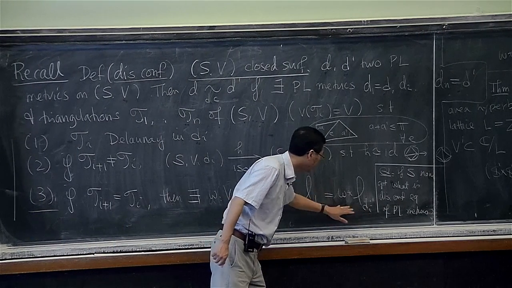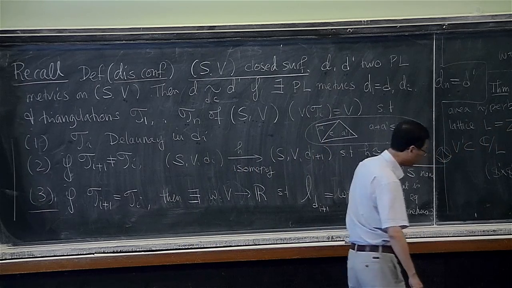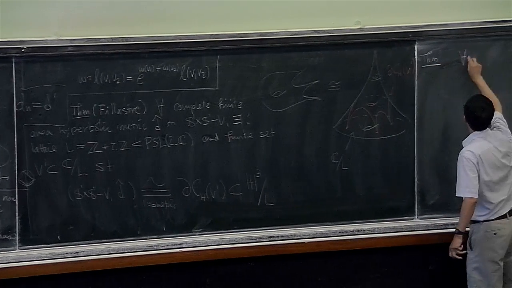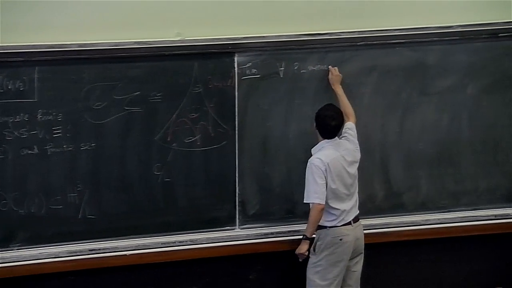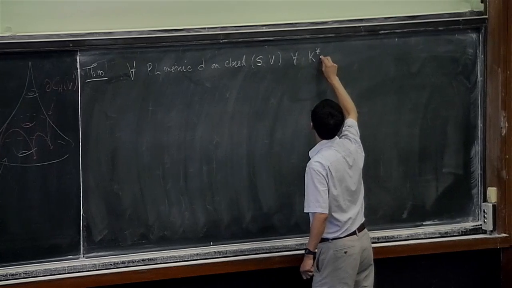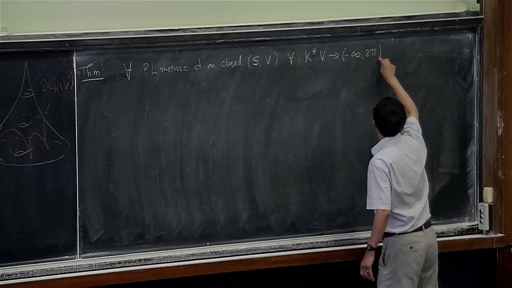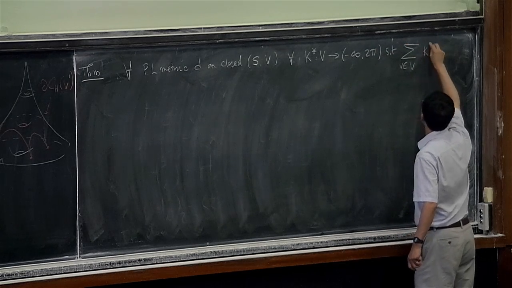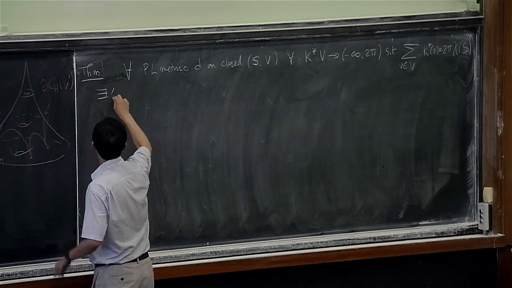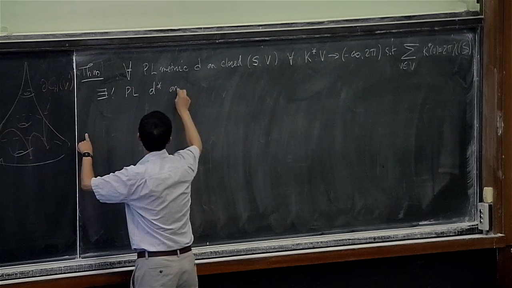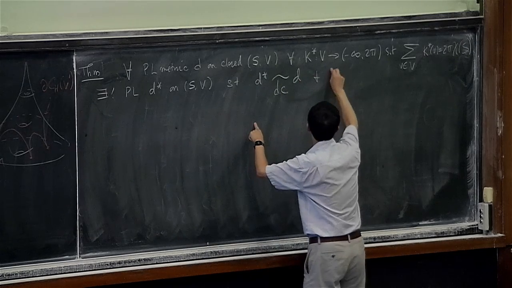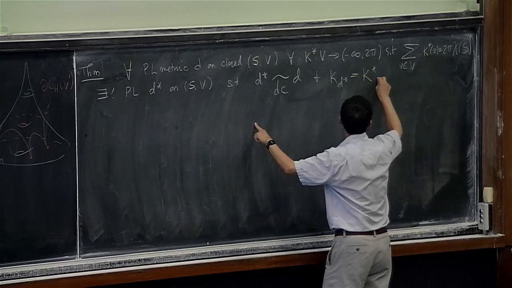The metric changing is by vertex scaling. So here is a vertex scaling. And maybe I'm going to state the theorem one more time. The theorem that we proved is that for any PL metric D on a closed surface with a finite set of points, and for any curvature you can prescribe, subject to the Gauss-Bonnet formula, we can find a unique PL metric D star on the same surface such that D star is discrete conformal to the given one and its curvature is the prescribed one. So that's the theorem.